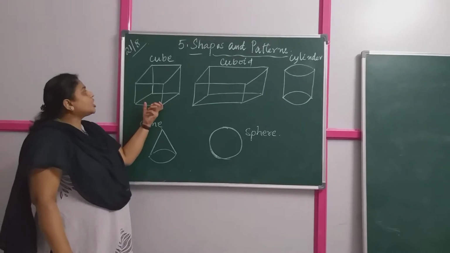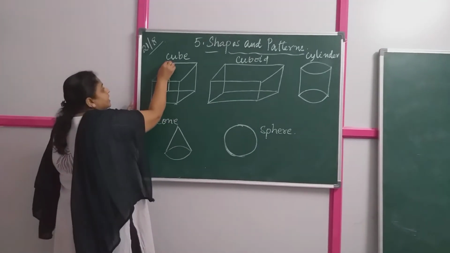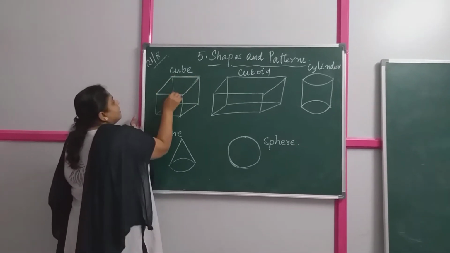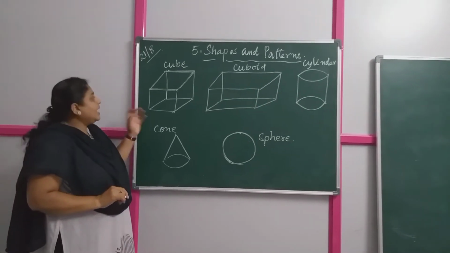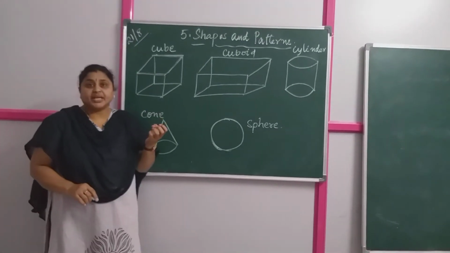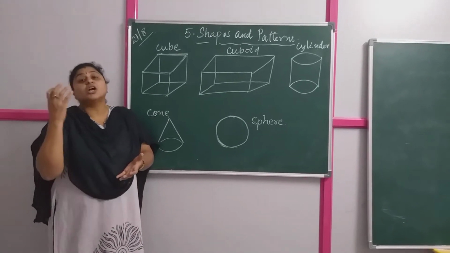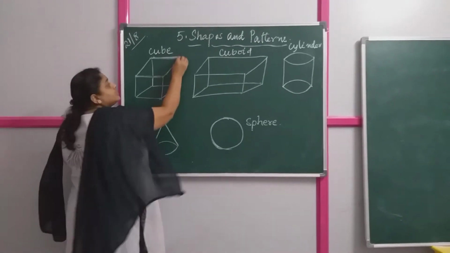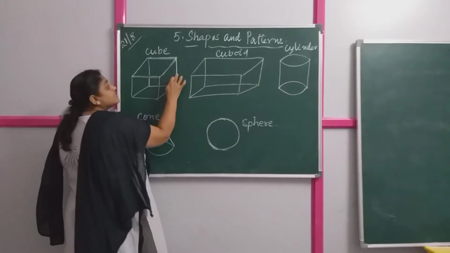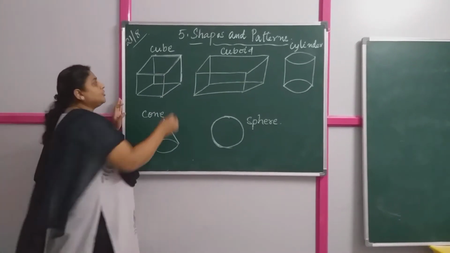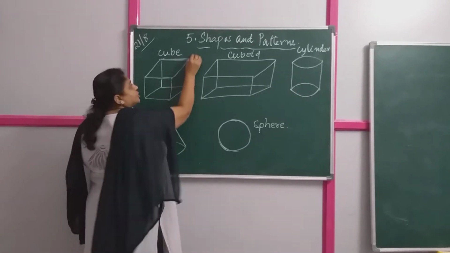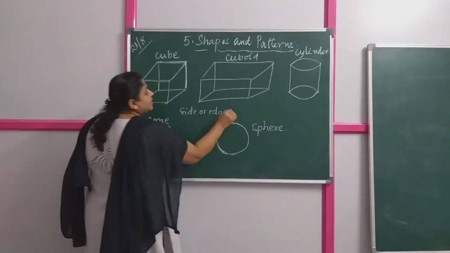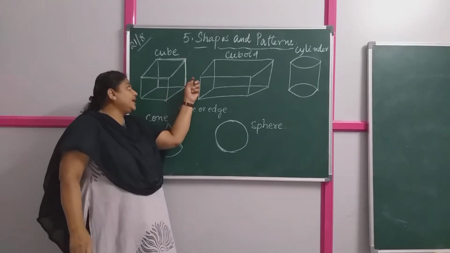Now see, we have a cube. If you see, cube is formed generally by squares. Cube is formed by a group of squares. Got it? And it has sides, it has faces and it has corners also. Now see, this is one side. This is also called a side or edge. What do you call this? Side or edge. Side or edge mean both are same. You can call it either side or edge.